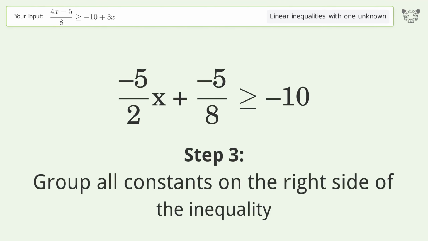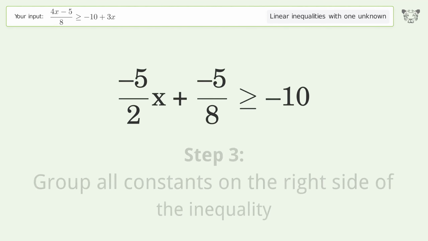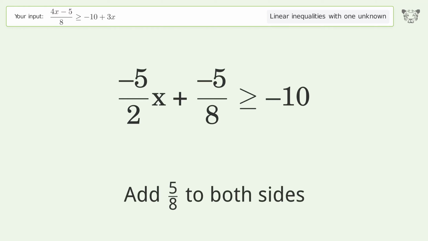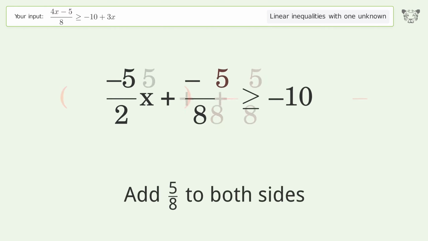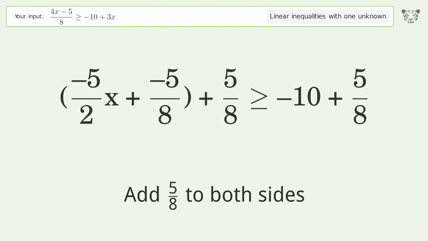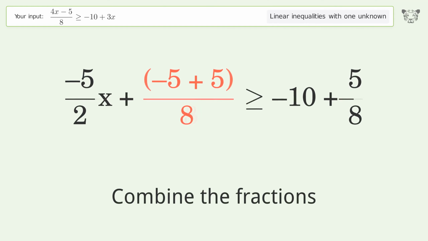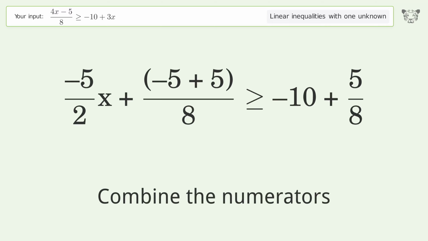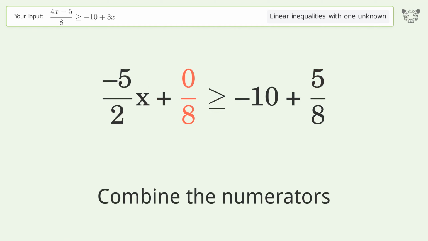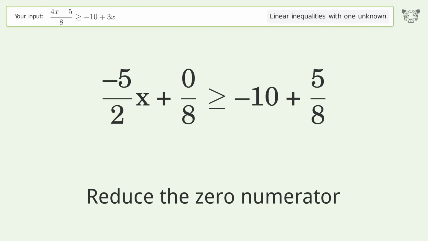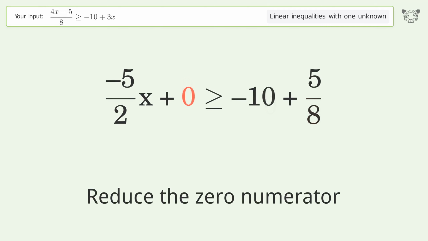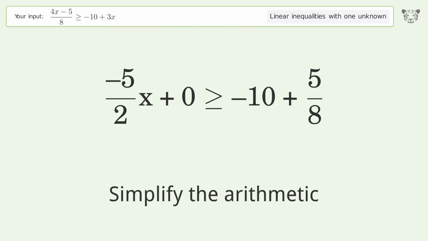Group all constants on the right side of the inequality. Add 5/8 to both sides. Combine the fractions. Combine the numerators. Reduce the zero numerator. Simplify the arithmetic.